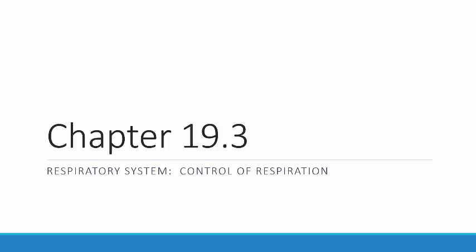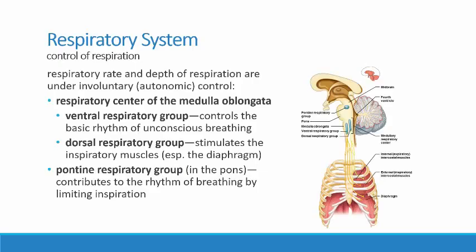In this lecture, we're going to look at how the respiratory system is controlled, what it is that stimulates breathing, especially when we are not aware of it, so the unconscious portions of our breathing. Respiratory rate and depth are both controlled by the autonomic nervous system. So that's involuntary control coming from the unconscious portions of the brain.